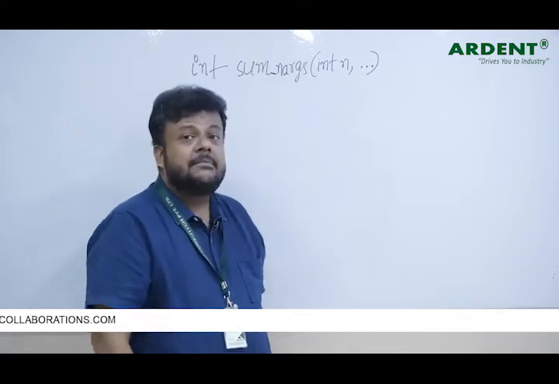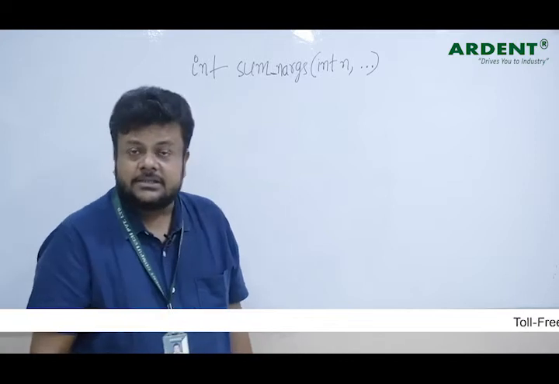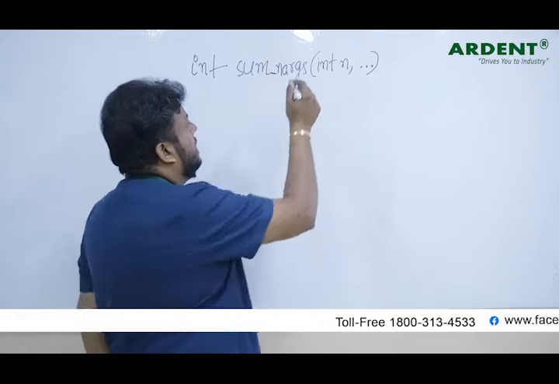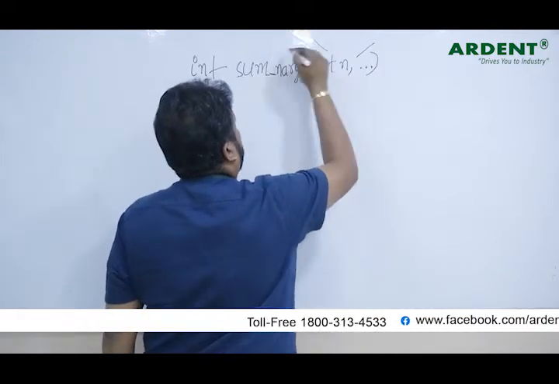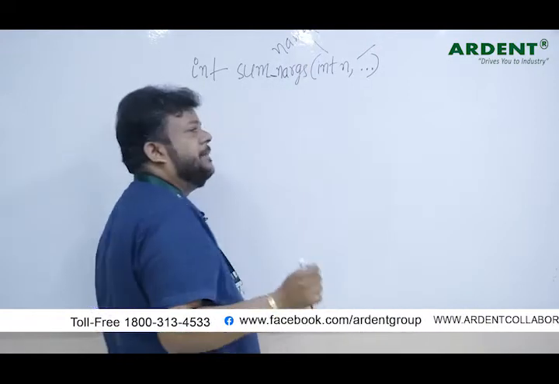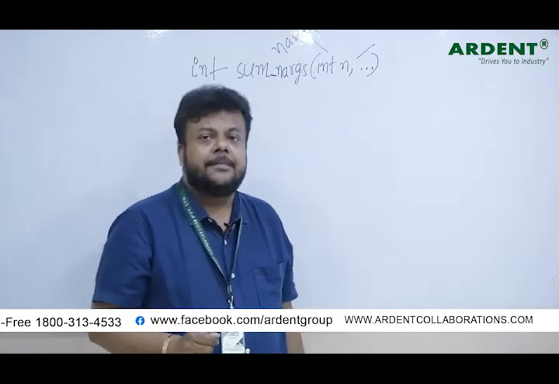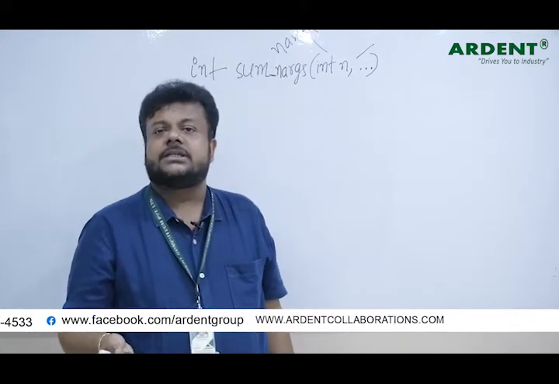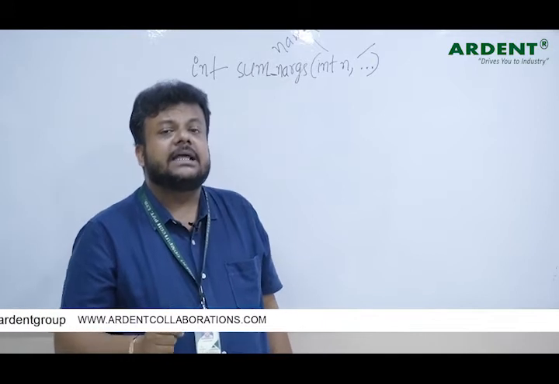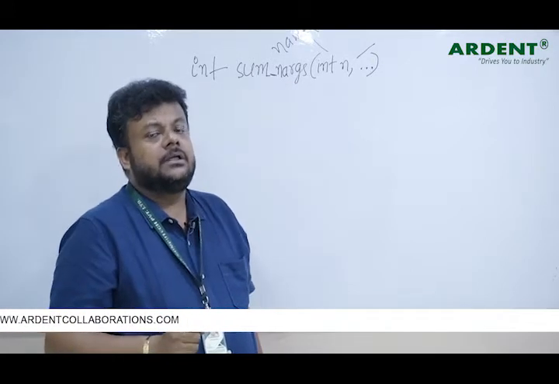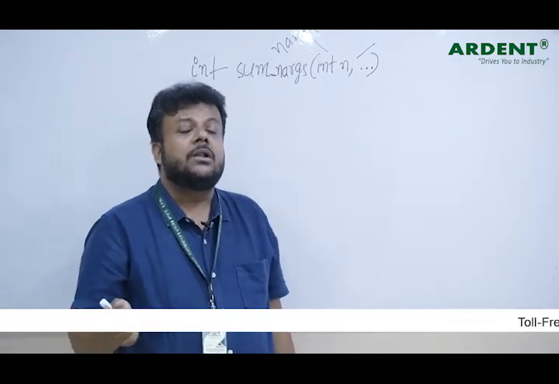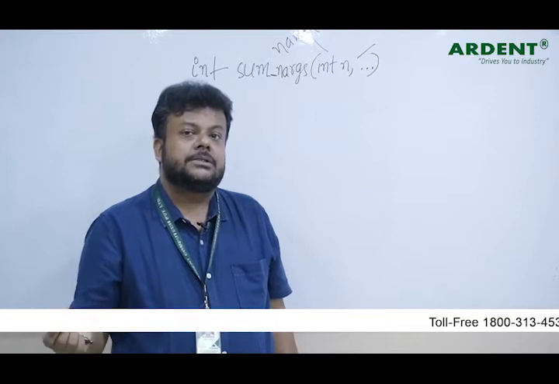This function has a name called sum_nargs. The return type is integer and it consists of named arguments and unnamed arguments. Why do we call them named arguments? Because the first parameter has a name n, and the second parameter, which is the ellipsis, has no name, so we call it the unnamed argument, or rather unnamed arguments, because ellipsis refers to one or more arguments.